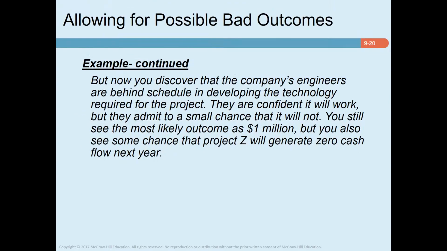But now you discover that the company's engineers are behind schedule in developing the technology required for the project. They are confident that the project will work. However, there is also a small chance that it may not. So still the most likely outcome is $1 million. However, there is also a small chance that the project may not generate any cash flow.